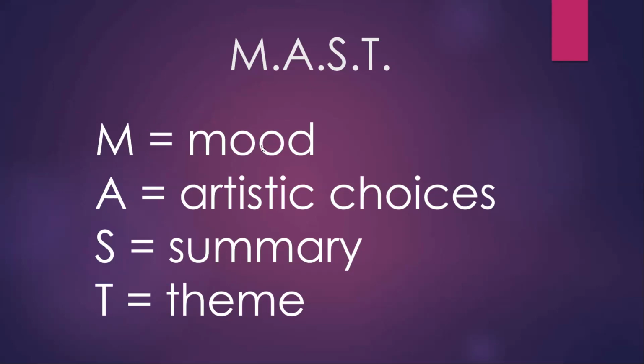So the M stands for the mood, the A stands for the artistic choices, the S stands for the summary of the piece, and the T stands for the theme. I'm going to go into detail and talk to you specifically about what I mean about each of those things.